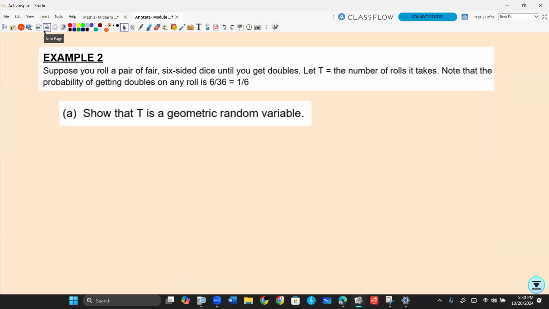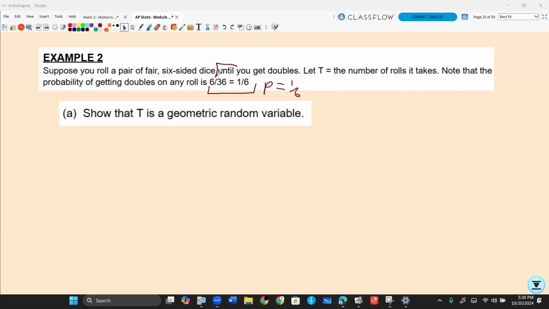Let's look at example 2. Suppose you roll a pair of fair 6-sided dice until you get doubles. Let t equal the number of rolls it takes. Note that the probability of getting doubles on any roll is 6 out of 36. So we're given the probability. And in this case here, that probability is going to be the same because they're rolling dice. So probability is going to be 1 out of 6.